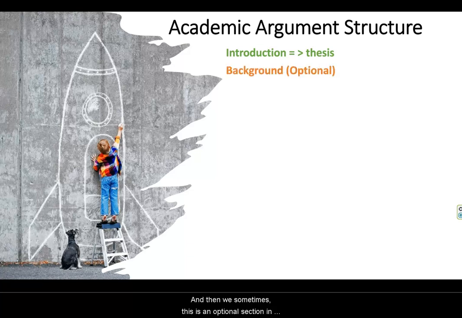And then sometimes, this is an optional section in my mind in academic argument structure, sometimes we'll move into background, where we provide some background on the issue that we're going to be taking a stance on. Sometimes that background information is a part of the introduction. Sometimes it's just skipped over, but it can be a very useful section. Once we get through that section, if we have it, then we move into our body paragraphs. These are also often called the lines of argument.